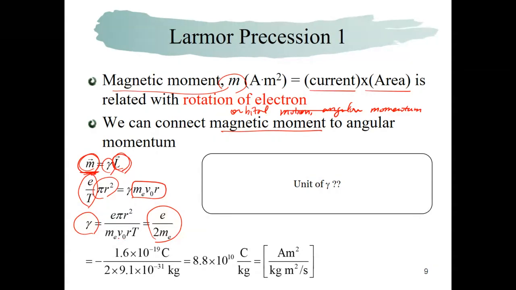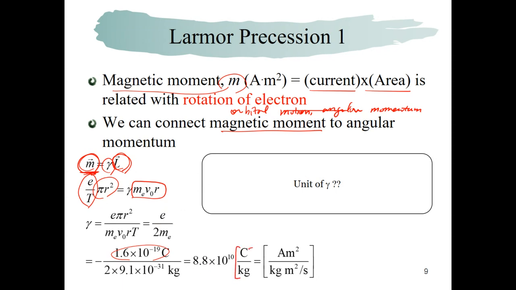Okay, because v0t generate 2 pi r. So we can obtain this number, and this is electron charge and electron mass. So it's a very fundamental constant. And let's calculate this number. So we can put the electron charge and the mass, and we can obtain some number.